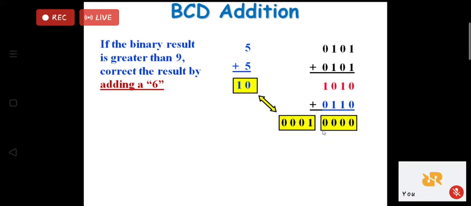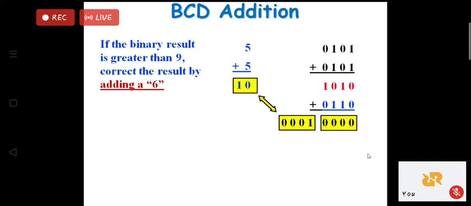We are saying that this is a BCD number. So we have grouped it like this. In the exam, you can circle it or you can draw a square to represent the BCD number. So this is how BCD addition is performed.